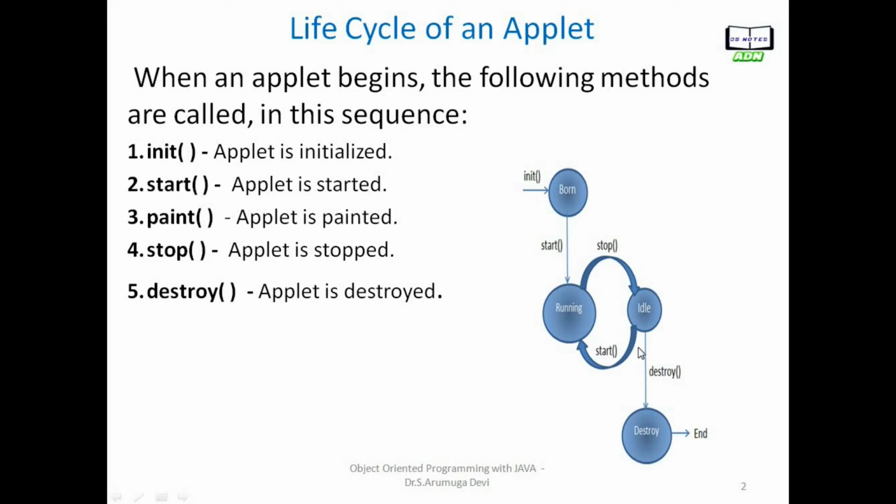From idle, whenever you go back to the page again, the start method is called again. So in the lifetime of an applet, the init and destroy methods are called only once, and the other methods, start and paint, are called again and again. Whenever you refresh the page, at that time the start method will be called.